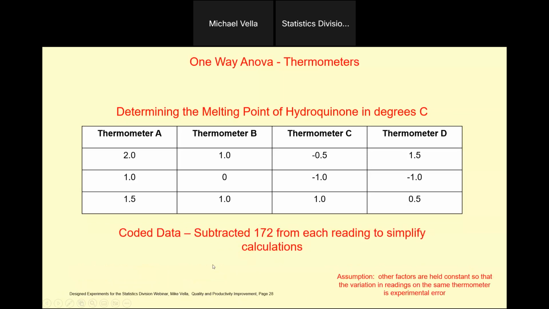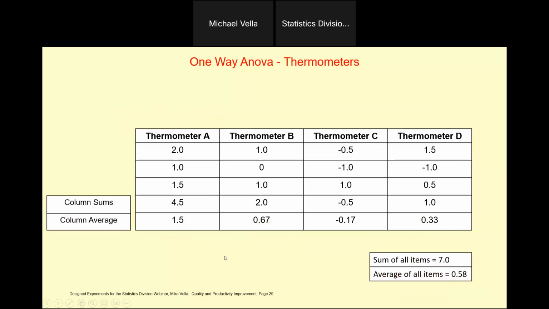The first thing he does, because these computations are just a little bit hard to deal with arithmetically, is simply subtract 172 from each just to simplify the calculations. Now that we have Microsoft Excel and others, this doesn't become a big problem. But we'll go with his example. So we have the four thermometers, and now we have a row here called column sums. 4.5 is the sum of the items here in column A, and 2.0 in B, and so forth.